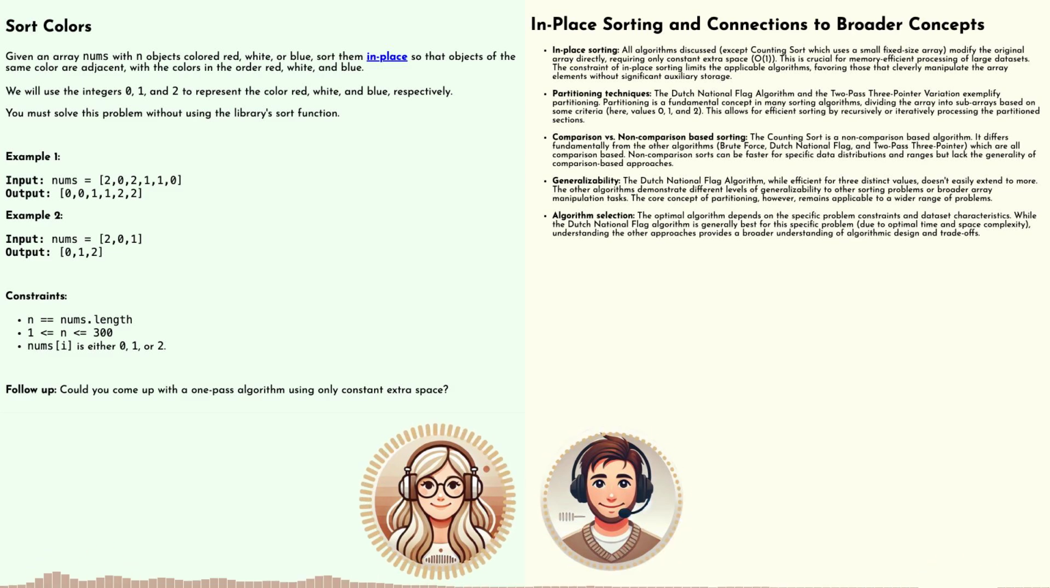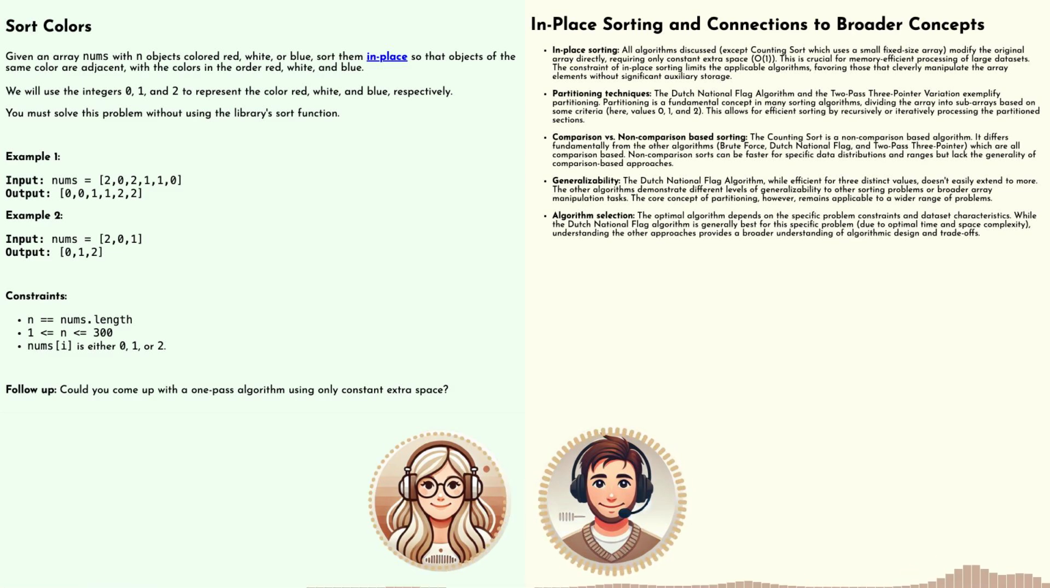Exactly. So you see how the Dutch national flag algorithm is like a simplified version of that. Yeah, kind of like a specific case tailored for just those 3 values. Precisely. And understanding how that works can really help you understand more complex algorithms like Quicksort. It's all connected.